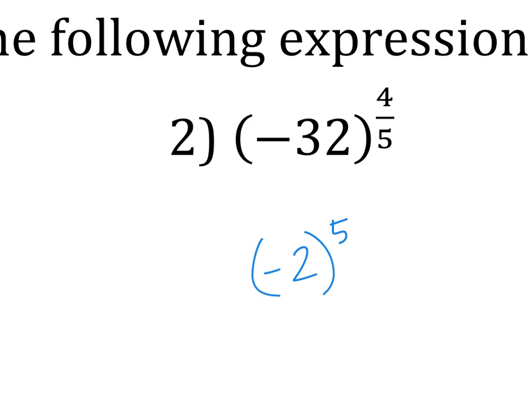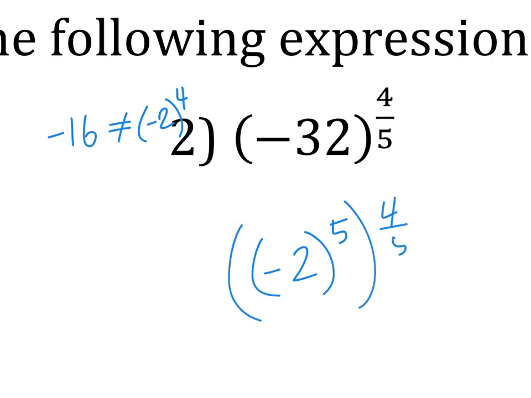Does that make sense? If you have a negative 16, you cannot just say it's negative 2 to the fourth because that's a positive 16. Okay, please be careful. What was the answer for this one? 1 over 1024. Okay, so it's this one to the 4/5. All right, go ahead and finish this one.